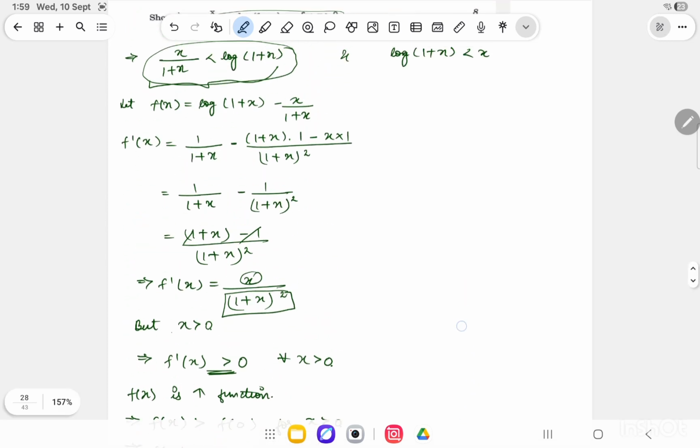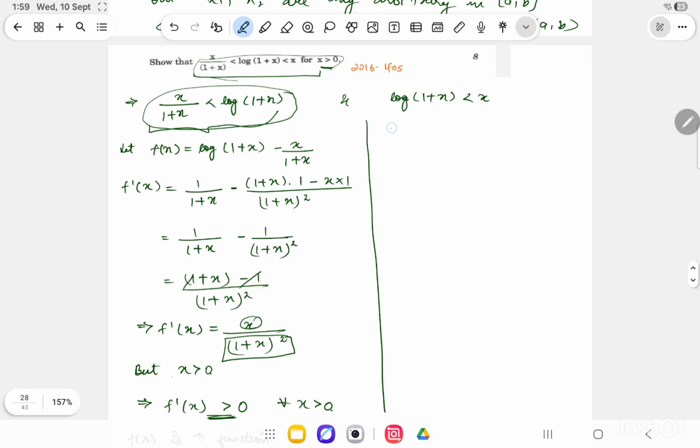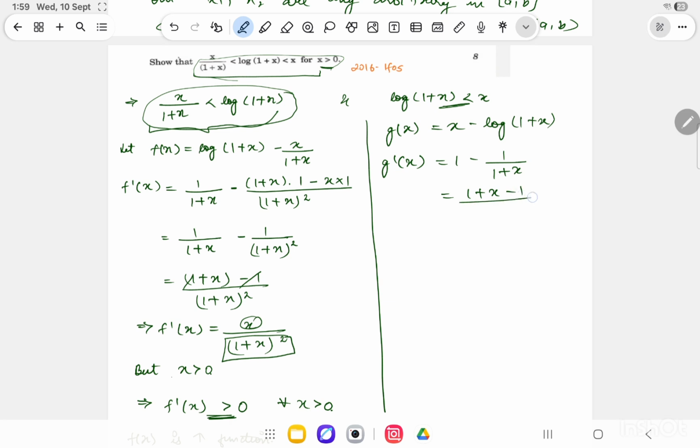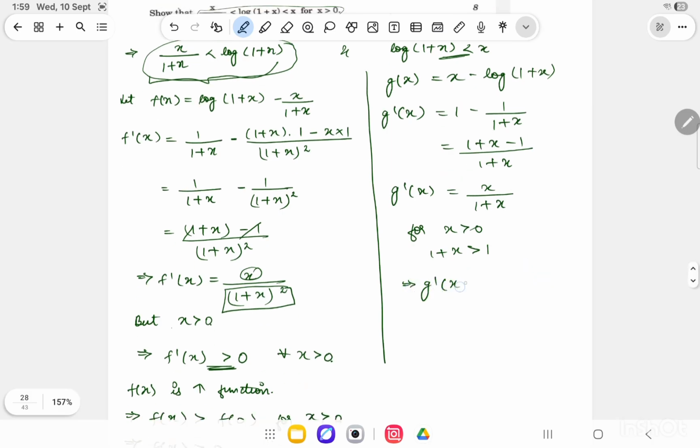Likewise for the second part, let us assume another function g(x), that is, x minus log(1+x). Like we did for the first relation, we'll show that g(x) is an increasing function for x greater than 0 and derive this relation. So let's take the derivative of g, that is, 1 minus 1/(1+x). This is equal to [(1+x) - 1]/(1+x). So my g' is equal to x/(1+x), and for x greater than 0, 1+x is greater than 1. So from here I can say that g'(x) is basically greater than 0.